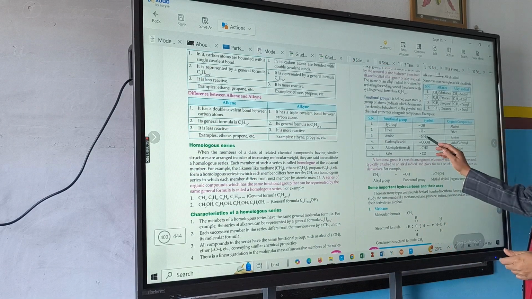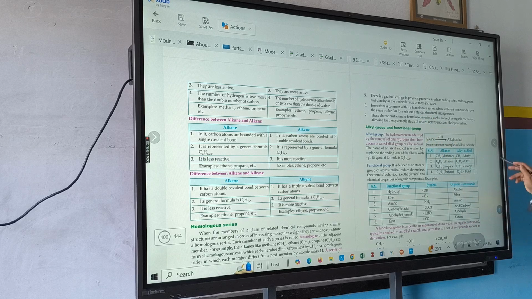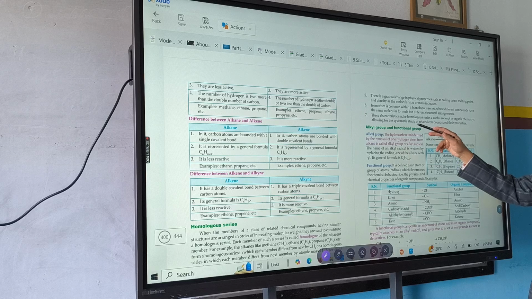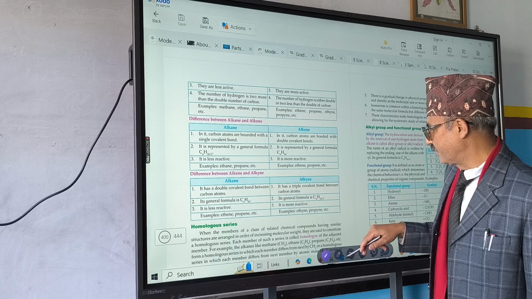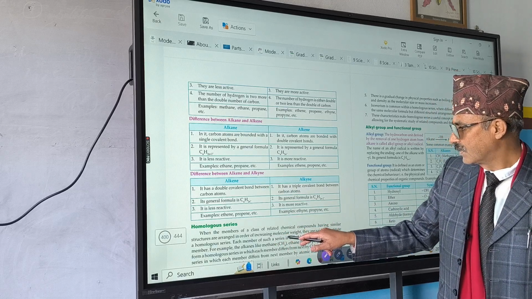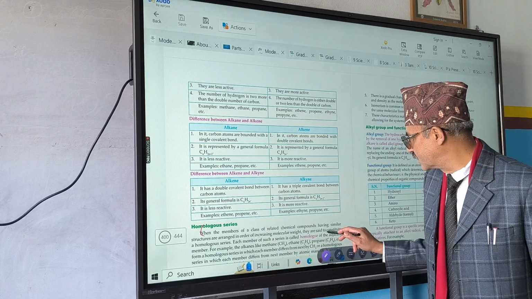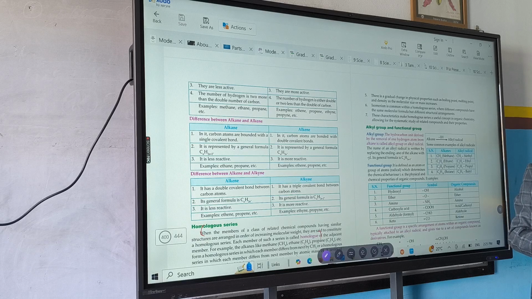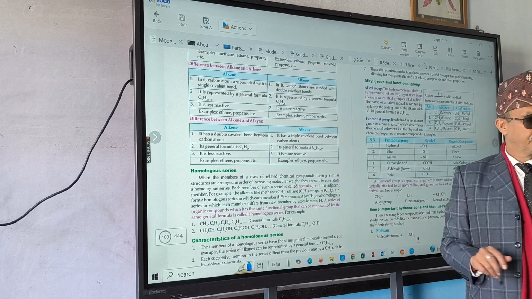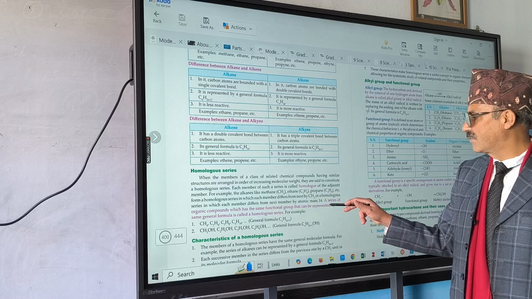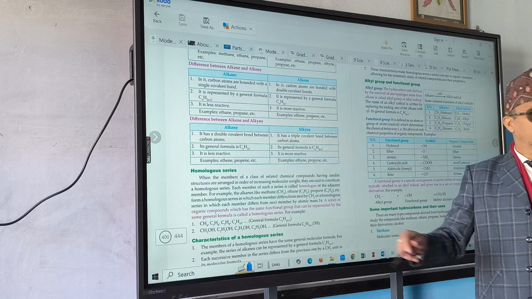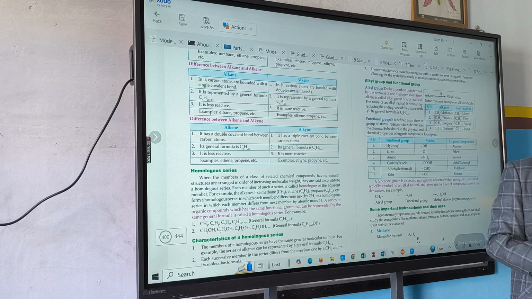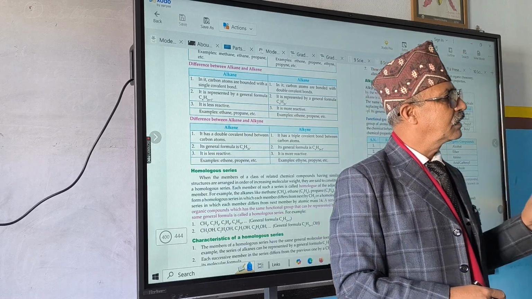Now, how far has the time gone? Okay, number 5. What is the 5th one? Gradual change in physical properties, like boiling point. Isomerism is common, that I will teach you. Just remember. And what is the definition? Read the definition of homologous series. A series of organic compounds which have the same functional group and can be represented by the same general formula is called a homologous series. Methane, ethane, propane, butane, pentane, hexane, heptane, octane, like that, right?